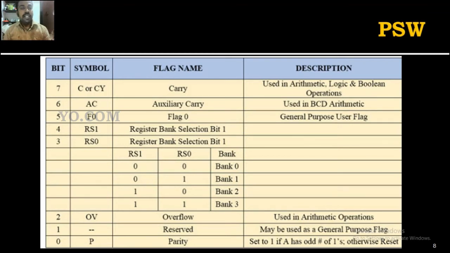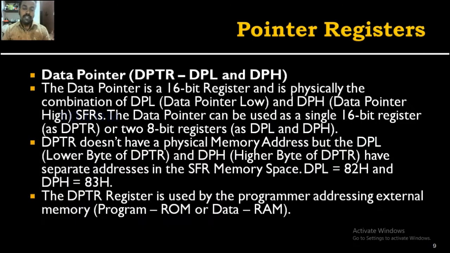Okay, so we are having the 4 register banks. Each register bank we are having the 8 general purpose registers, that is R0 to R7. So this register bank is selected by RS0 and RS1. Then overflow flag, that is used in arithmetic operations. Then parity, that is set to 1 if odd, set to 0 if even numbers. Okay, set to 0 for odd, set to 1 for even. Okay, so this is the program status word.